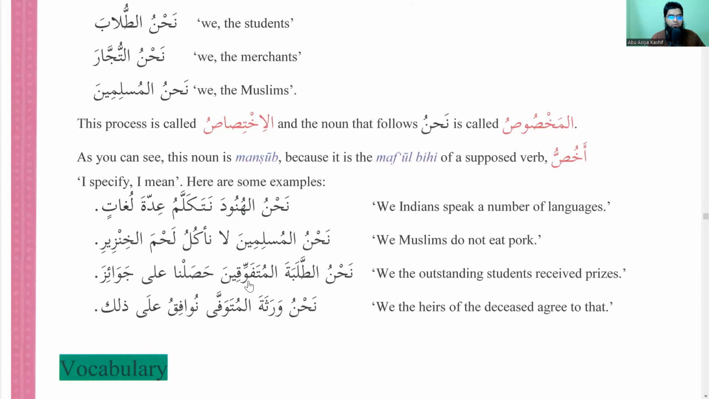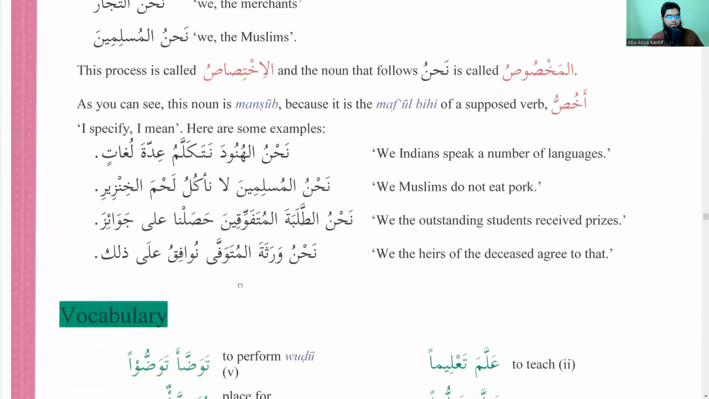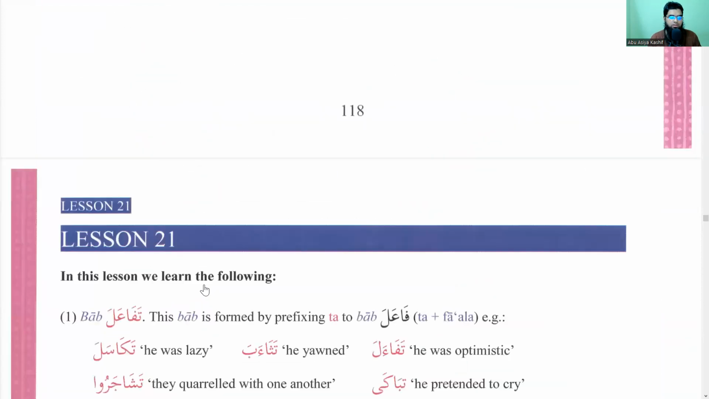نحن الطلبة متفوقين. We the successful, outstanding students. حصلنا على الجوائز. We received prizes. نحن ورثة المتوفى. We the heirs of the deceased. نوافق على ذلك. We agree to that. Okay. So with this we've learned.